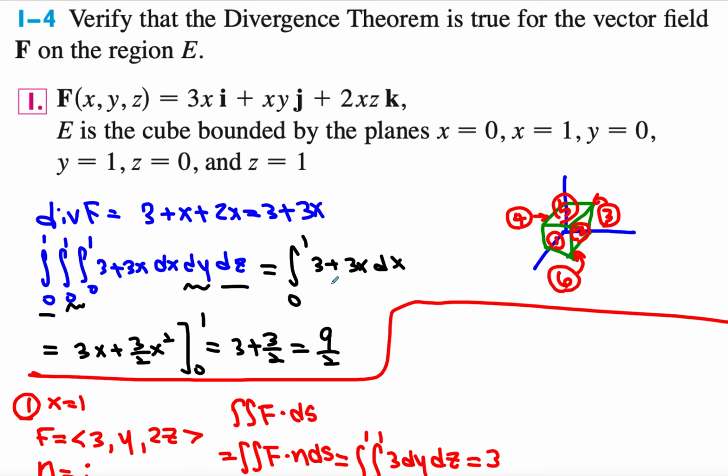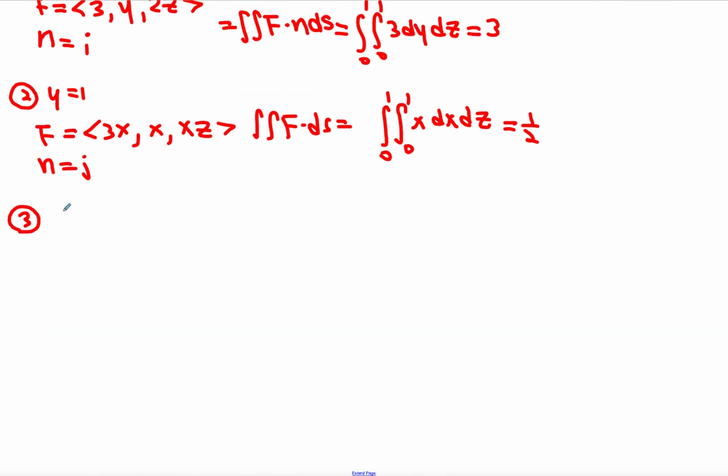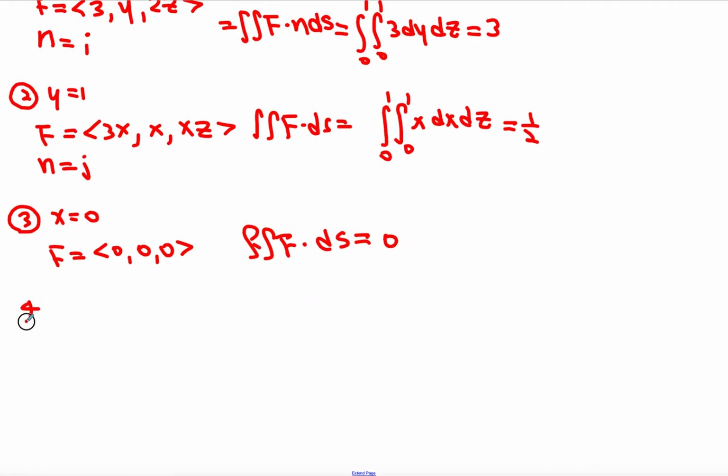Third surface. That's the one on the bottom. That's when x is equal to 0. In that case, F now becomes 0, 0, 0. Since the vector field is 0, 0, 0, F dot dS simply becomes 0. So nothing happens. There's no flux through that surface.